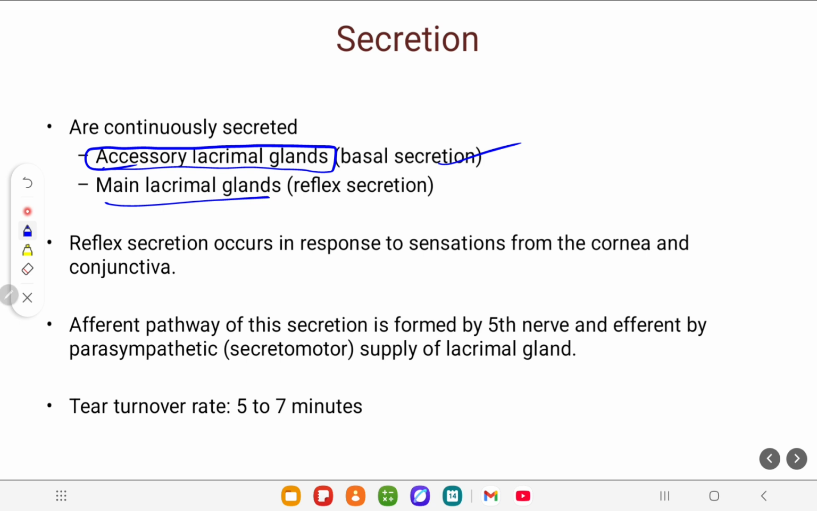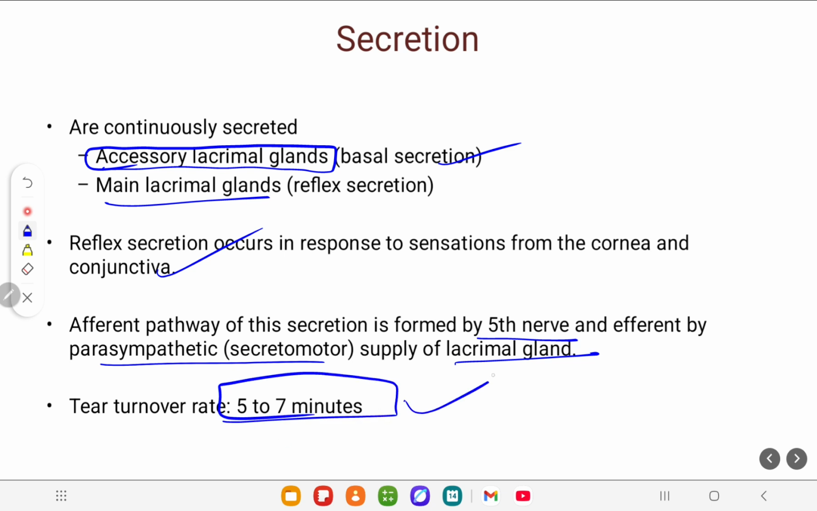Reflex secretion occurs in response to sensation from the cornea and conjunctiva, isn't it? Somas 1 and Somas 2 difference, we will definitely talk about in later videos. The afferent pathway of the secretion is formed by the fifth nerve, isn't it? The nerve takes information from the cornea or conjunctiva, and the efferent pathway is the parasympathetic supply to the lacrimal gland, isn't it? Parasympathetic supply. So the complete turnover rate is roughly 5 to 7 minutes. This is also important in case of MCQs.